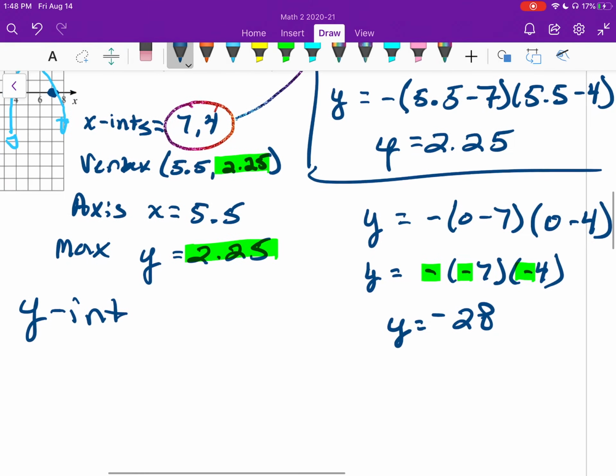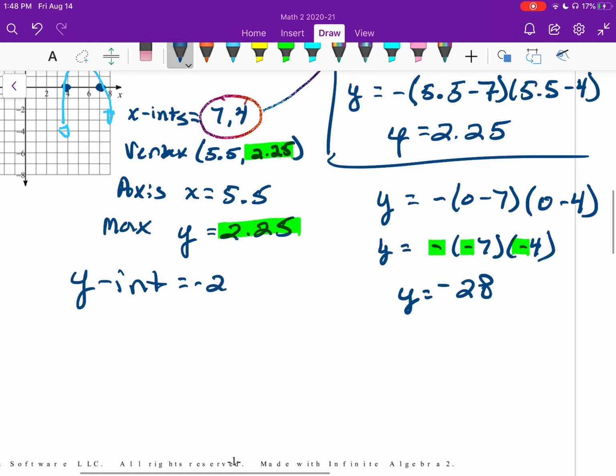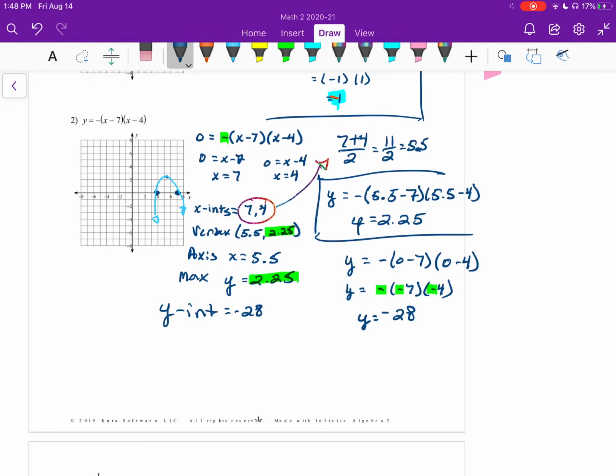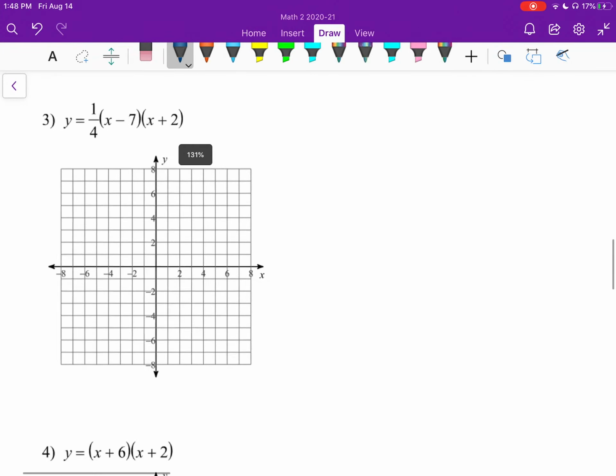So my y-intercept is negative 28. All right, there we are. That's number 2. On to number 3.